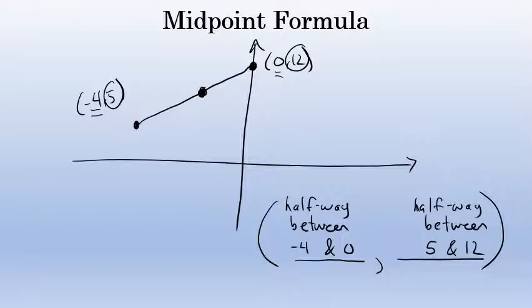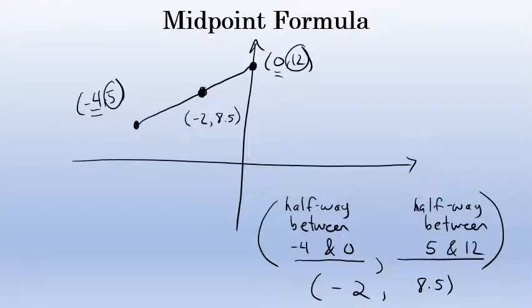Halfway between -4 and 0 is -2. Another way to state halfway between -4 and 0 would be to say the average of -4 and 0. And halfway between 5 and 12, another way to say that would be, what's the average between 5 and 12? That's exactly 8.5. So this midpoint is exactly (-2, 8.5).